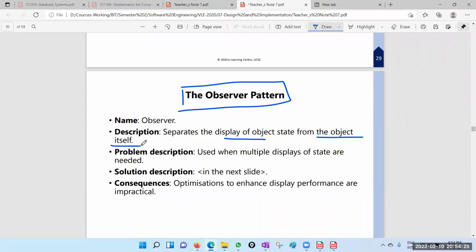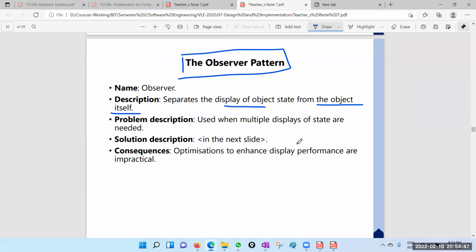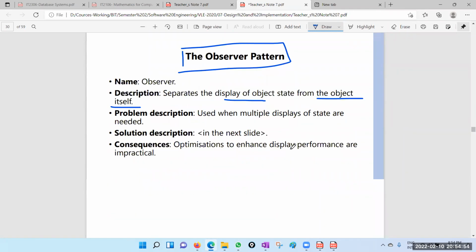The object is publishing and display means you receive it. Problem description: used when multiple displays of the state are needed. Solution description in the next slide. Consequences: optimizations to enhance display performance are impacted. This is actually not the general observer pattern. This is an adaptation of the observer pattern for our weather station or something like that. Okay.